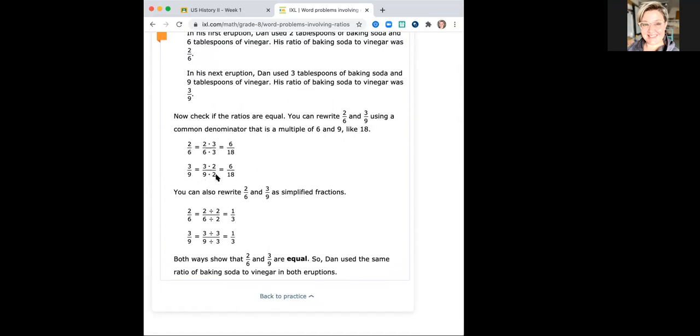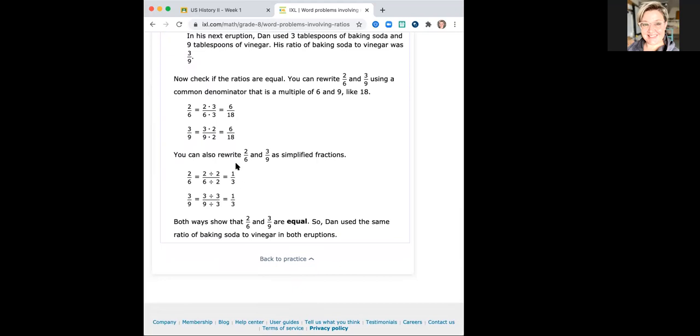And to get 9 to 18, we're multiplying it by 2, which means we have to do that with the number on the top as well. So we get 6 over 18 and 6 over 18, and we find that they are in fact equal, meaning the ratios are the same.